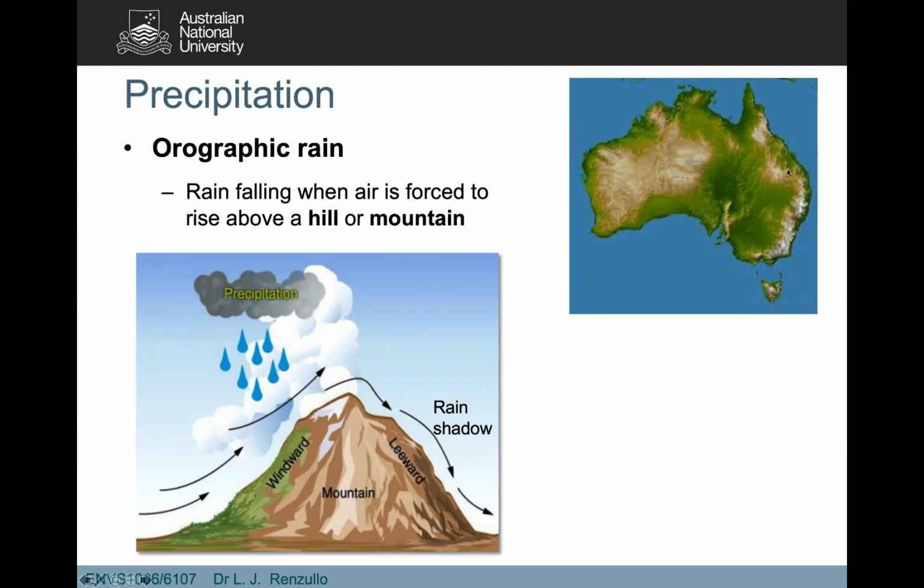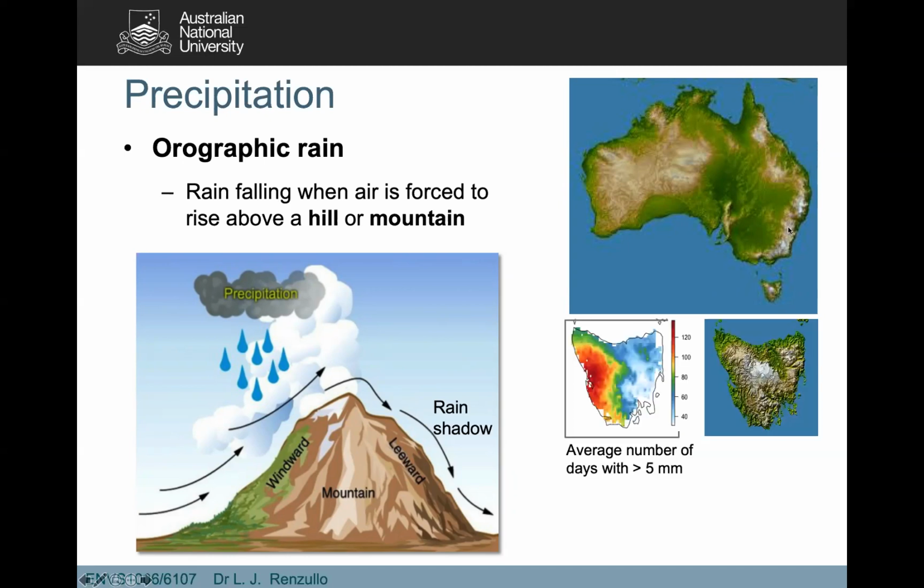And Australia has a very prominent Great Dividing Range on the east coast of Australia. Often you'll see this idea of a rain shadow, moist air coming off the ocean, encountering the continental dry air mass. You see the rain on the coast, but not so much inland.